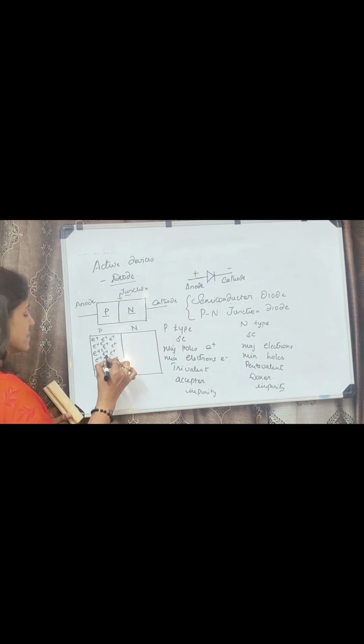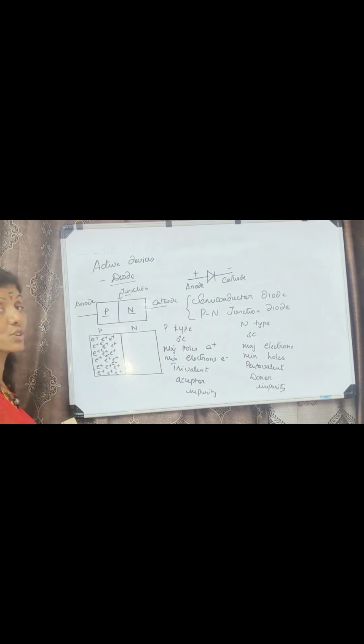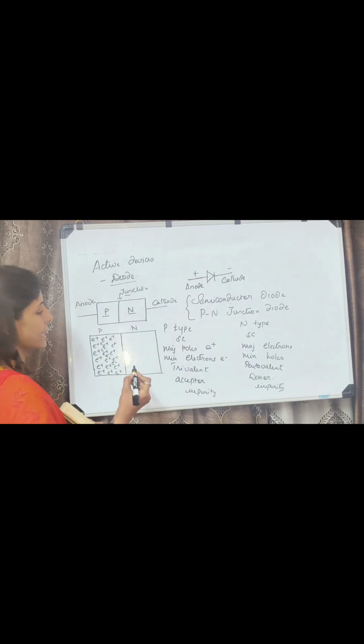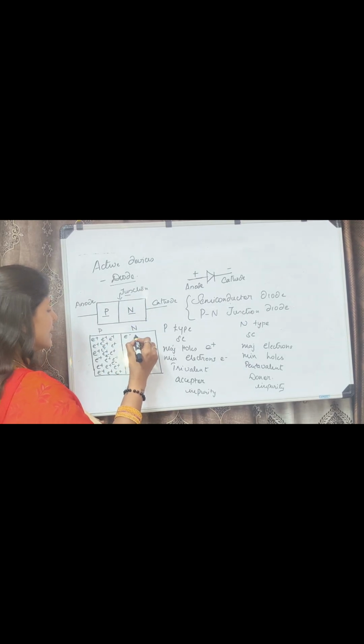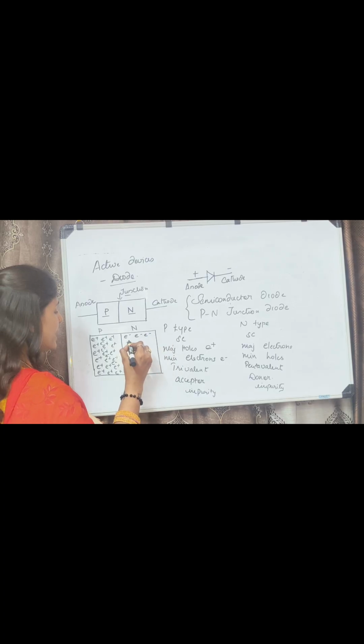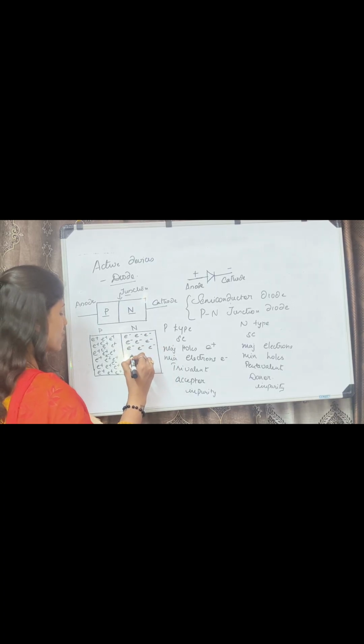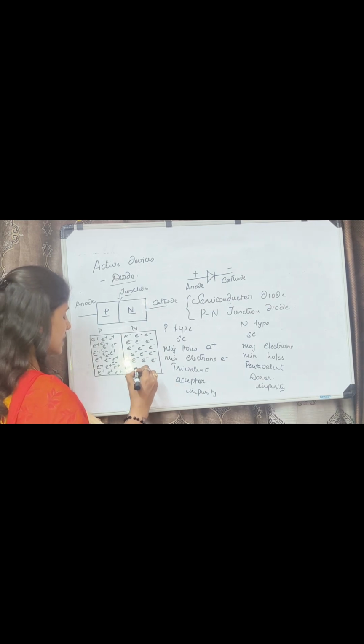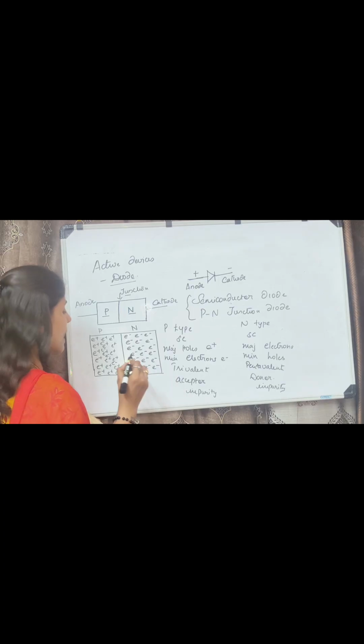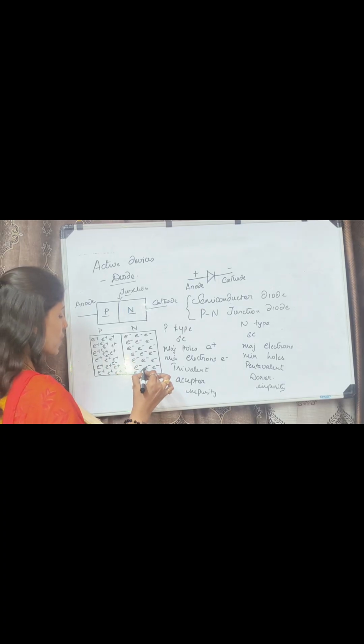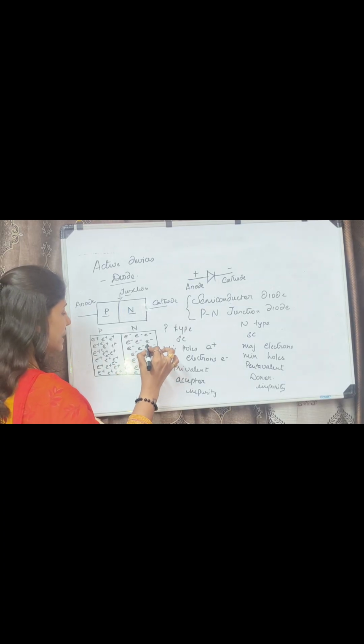So electrons are the minority charge carriers. In the n-type semiconductor, electrons are the majority charge carriers and holes are the minority charge carriers. Okay, right? Here, what will be available?